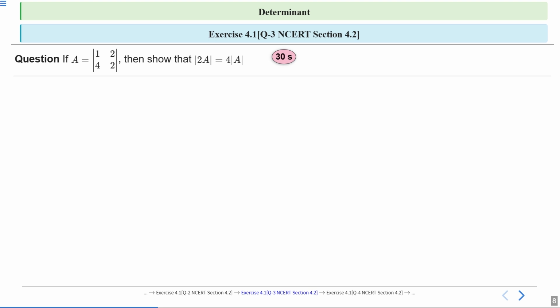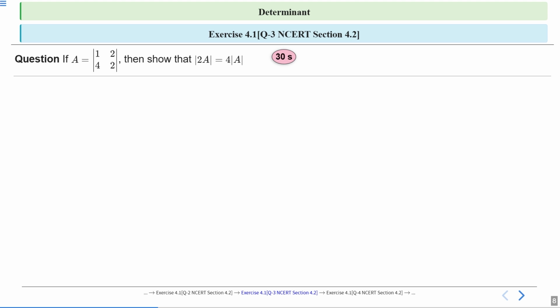Okay. So question number 3 is, we have given a matrix A equal to 1, 2, 4, 2 of order 2 cross 2, and we have to show that the determinant of 2A is equal to 4 into determinant of A.